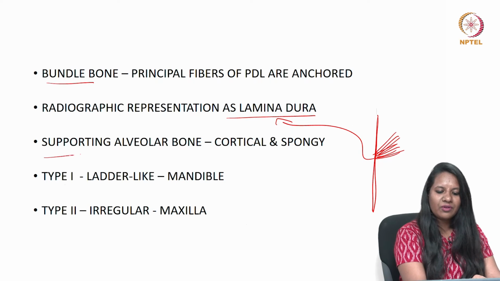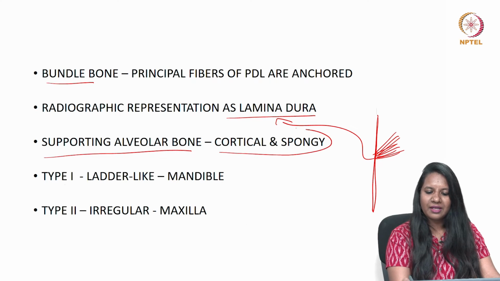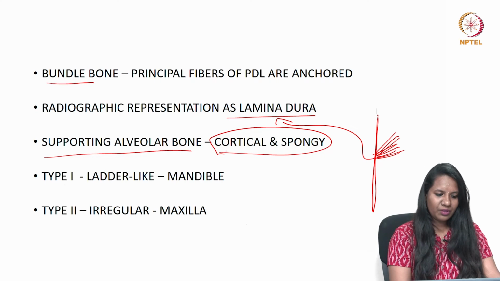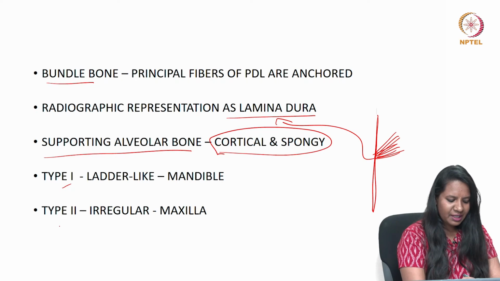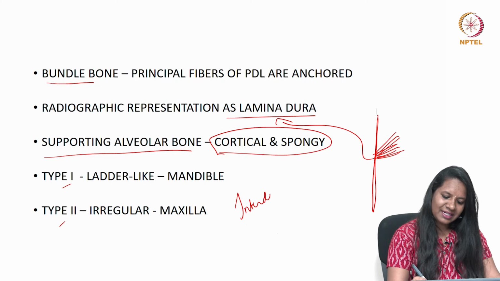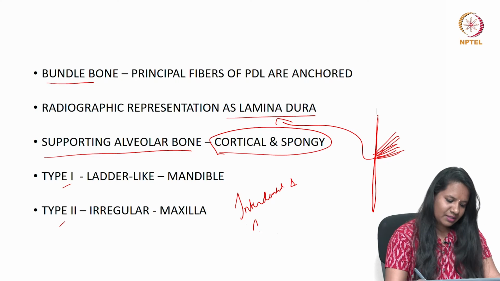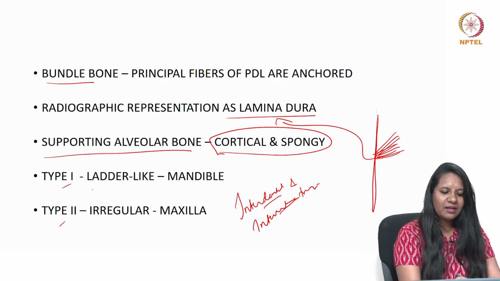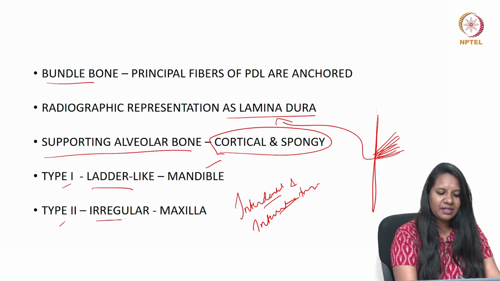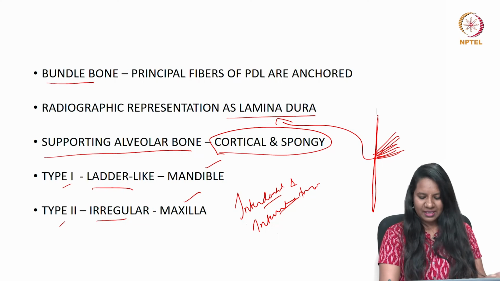The supporting alveolar bone consists of cortical and spongy bone. So there is something called type 1 and type 2, that is the interdental and interradicular trabeculae, which are ladder-like in case of the mandible and irregular in case of the maxilla.